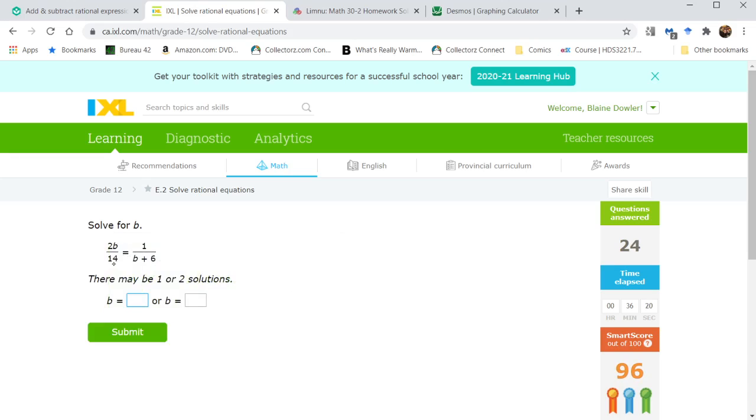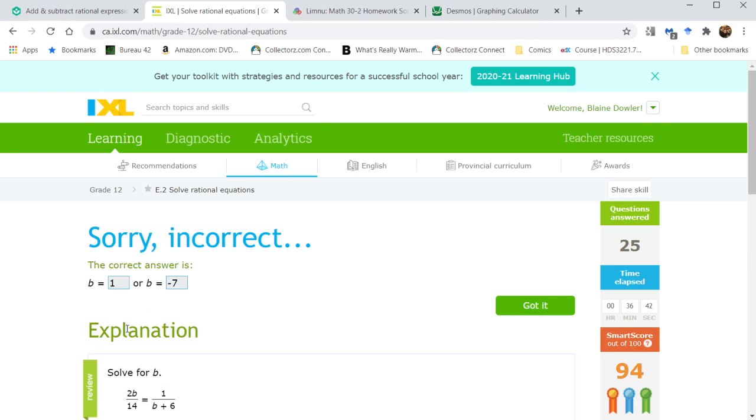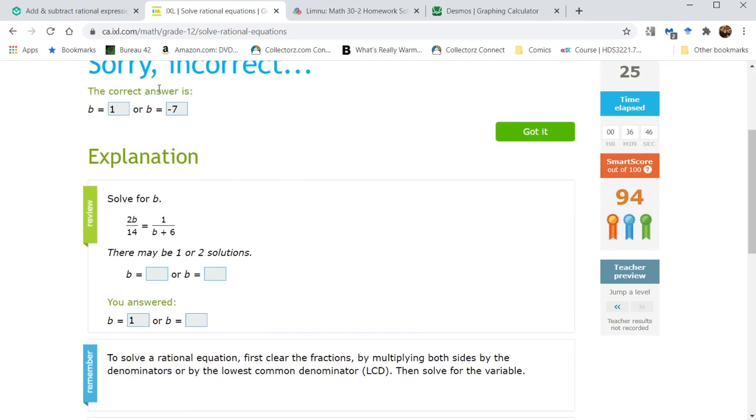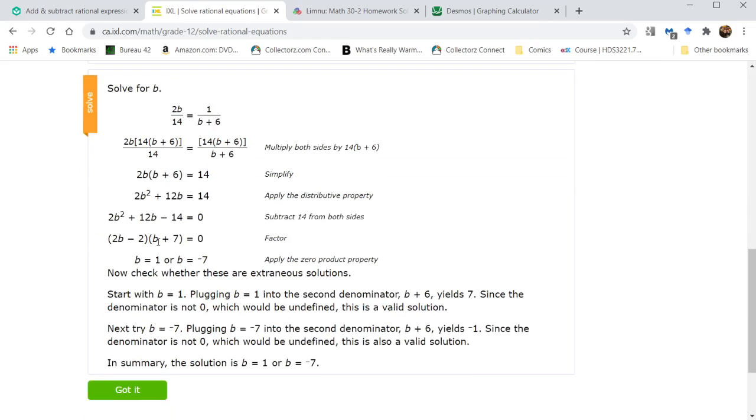Now we have 2b over 14 equals 1 over b plus 6. So b cannot be negative 6. If we simplify the left-hand side, since they're both even, that can be b over 7 equals 1 over b plus 6. So b is going to be 1 to give us 1 over 7 equals 1 over 7 on both sides. But doing that simplification lost our second term, because this would have come out as a quadratic.